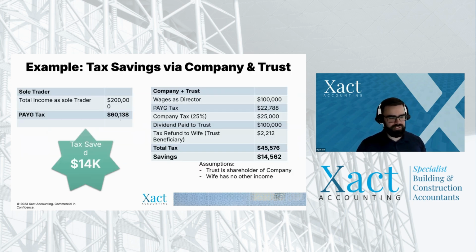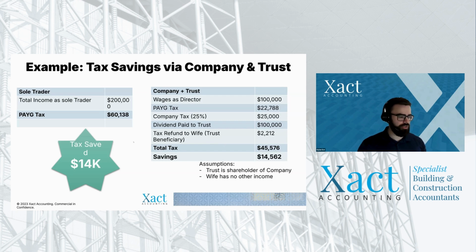So if I do the comparison, and this is a comparison of a sole trader with 200,000 of taxable income, they'll pay tax of roughly 60,000, versus a company and trust where we have the ability to use fully franked dividends. So the company will pay tax at 25%, but then we pay a fully franked dividend to the trust, and our net tax across the group, so between the individuals, husband and wife, same 200,000 in profit, is 45,000. So the exact same amount is received as taxable income, but we've saved about 14,500 in tax moving forward.